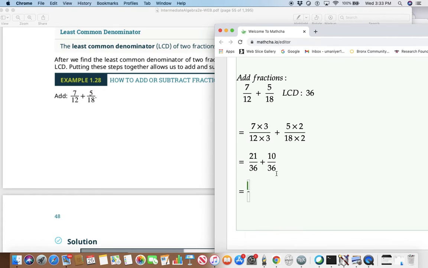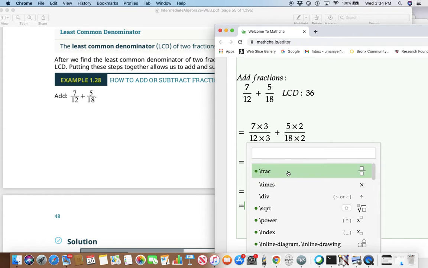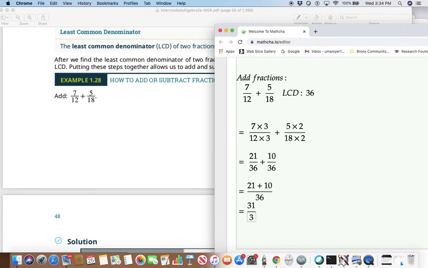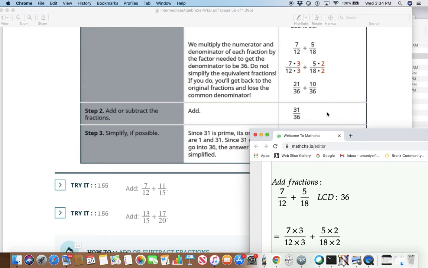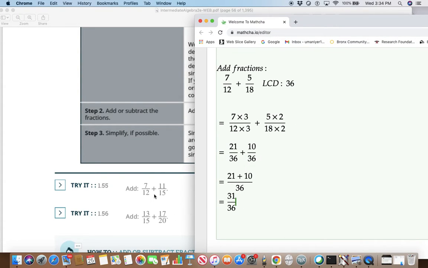Once you have a common denominator, you simply take the numerators and add or subtract as the question tells you to do. This is addition, so we are adding, and the denominator is 36, the common denominator. So this is equal to the fraction 31 over 36. Notice there is no common factor, so this is the reduced form and we are done. Alright, so this is how we add fractions. 31 over 36.